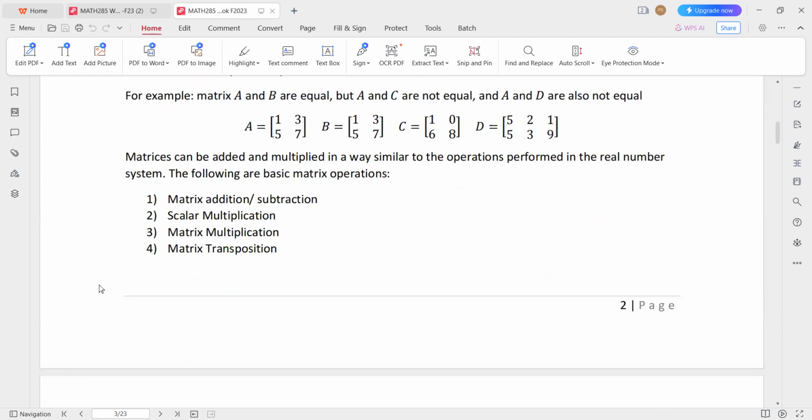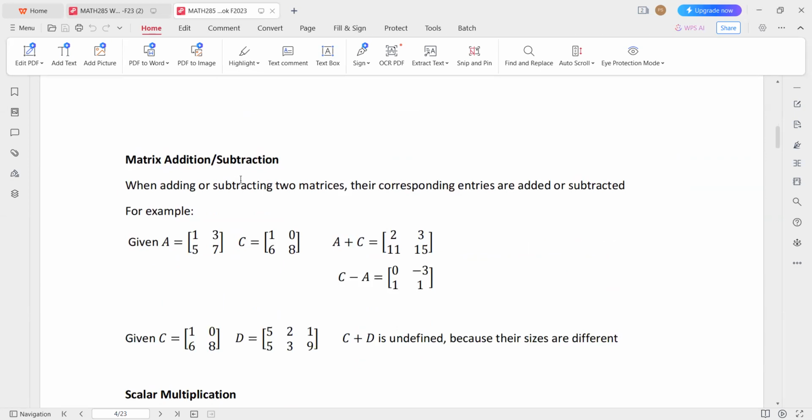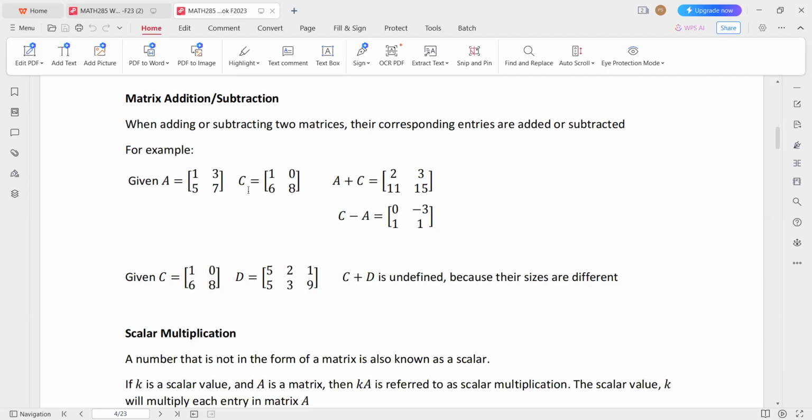So for matrices, we do have addition and subtraction, scalar multiplication, matrix multiplication, matrix transposition. So let's take a look at some examples. So we're doing matrix addition or subtraction. When adding or subtracting two matrices, their corresponding entries are added or subtracted. For example, given A is equals to 1357 and C is equals to 1608.